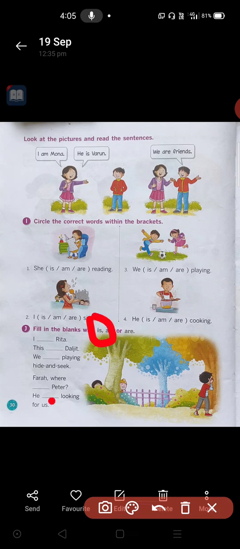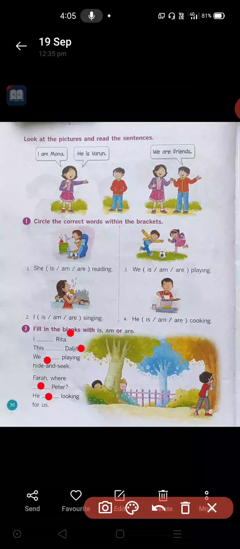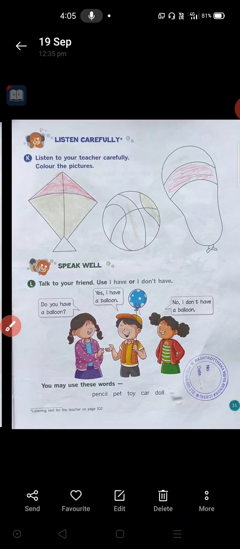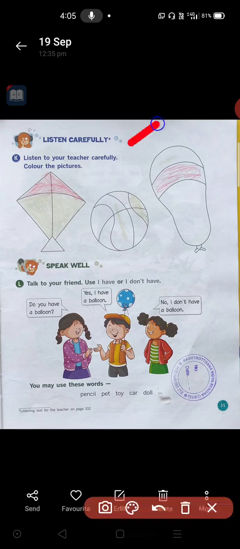Okay. So now I will read out all the sentences. I am Rita. This is Daljit. We are playing hide and seek. Farah, where is Peter? He is looking for us. So in this way we need to fill in these blanks. Then let us go to this exercise part.